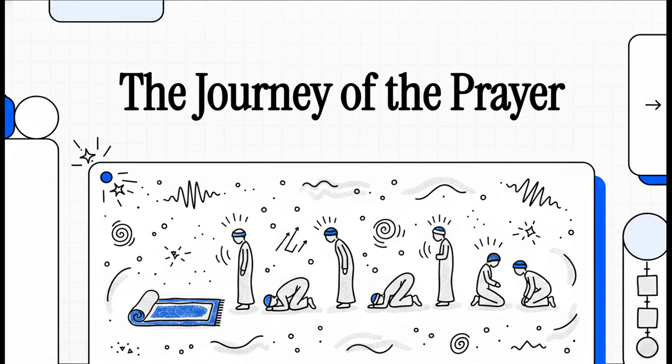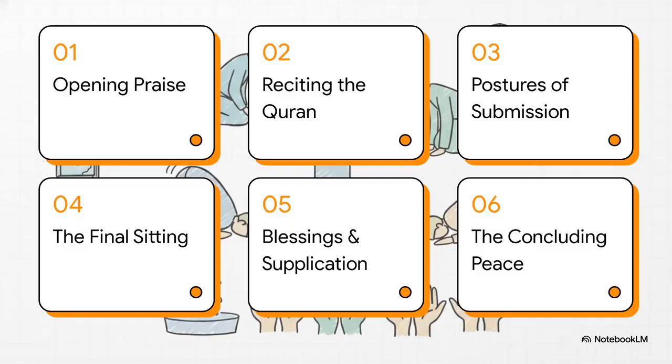We're going to visually break down this continuous ritual into really clear, highly structured steps and explore the exact sequence of recitations to uncover the beautiful rhythm hidden right inside of it. So here is our roadmap. We're going to follow the exact sequential order of the prayer: opening, praise, and preparations, reciting the Holy Quran, postures of submission, the final sitting, blessings and supplications, and wrapping up with the concluding piece.